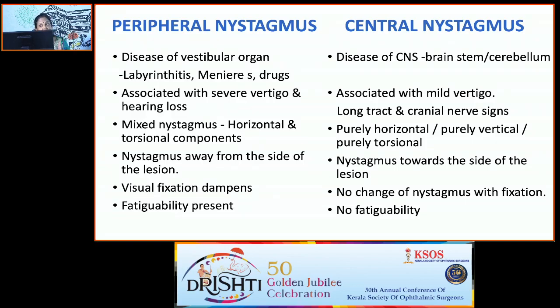Okay, now coming to central nystagmus. This is as a result of disease of the CNS, either brainstem or cerebellum or its connection with the vestibular apparatus. So this is associated with just mild vertigo, and the associated findings are long tract signs and cranial nerve signs. The character is classically purely horizontal or purely vertical or purely torsional. Just differentiate it from peripheral nystagmus. Then nystagmus is more towards the side of lesion, and there is no change of nystagmus with fixation, and there is no fatigability. Hope you understood that.